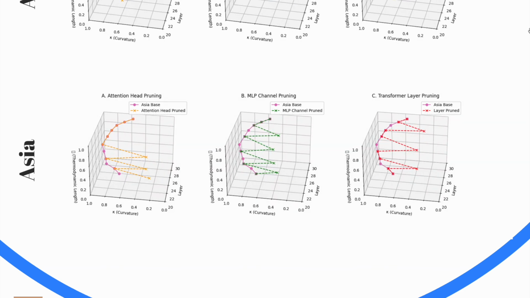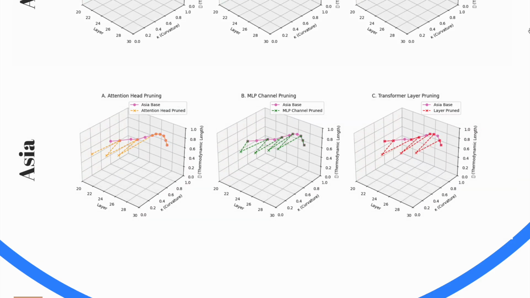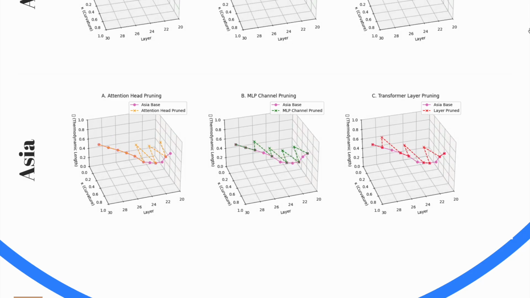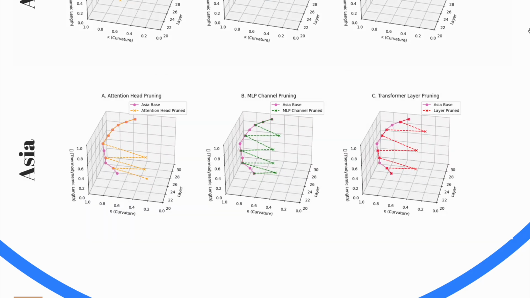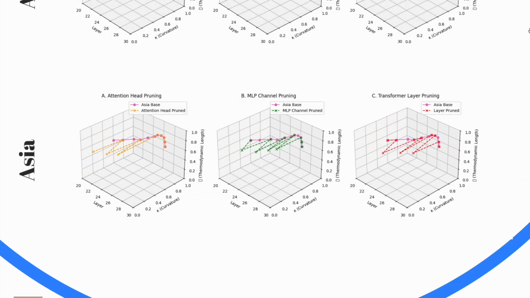MLP channel pruning in green: deleting feed-forward MLP channels narrows the feature palette. The trajectory shortens smoothly and curvature flattens across depth. Translation: fewer recruitable features and lower semantic resolution. Answers may hold, but nuance and fine control fade.